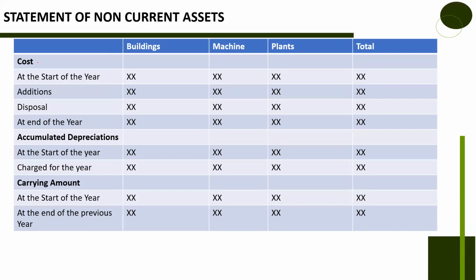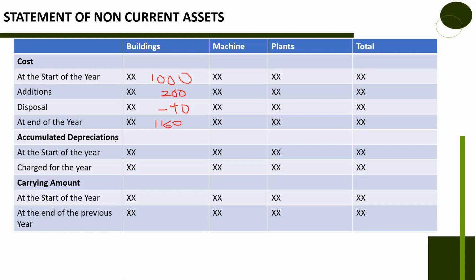Do you understand? So this is the cost part. At the start of the year, I have 100 million for buildings. I bought 200 million worth of buildings this year too. This was my total cost. I sold buildings with an initial cost of 40. This one will be removed. The total assets at the end of the year will be 1,200,000 minus 40, which will be 1,160,000.